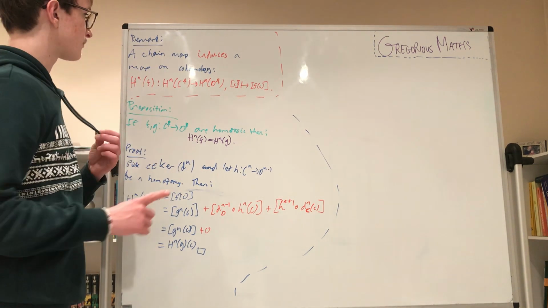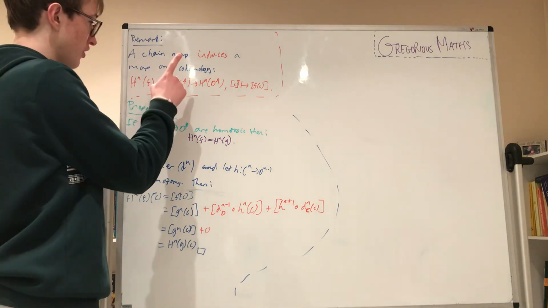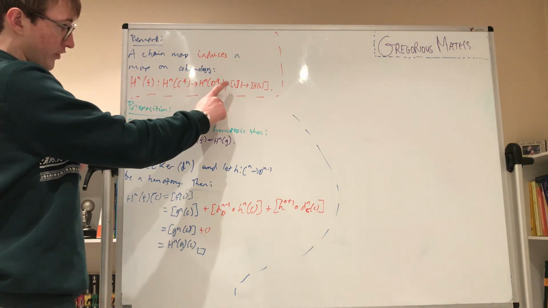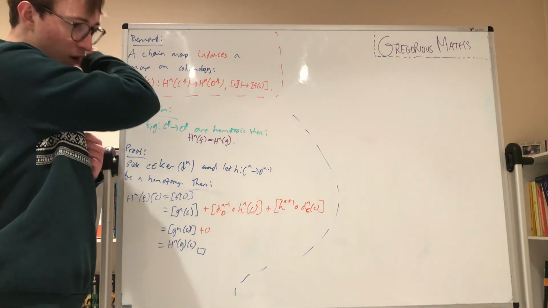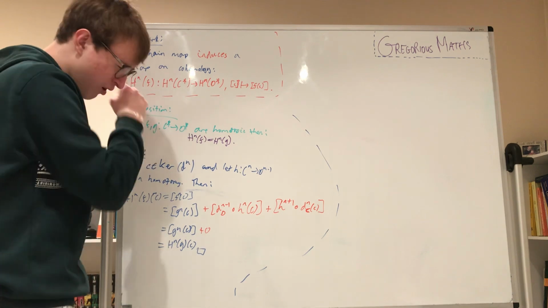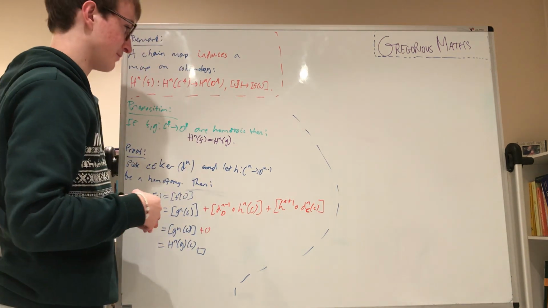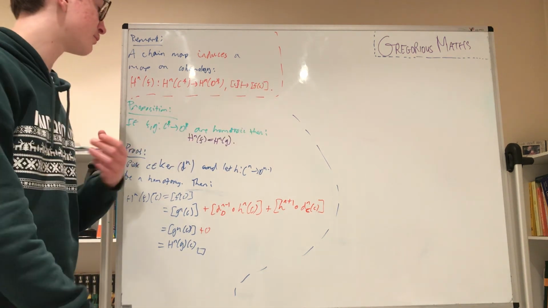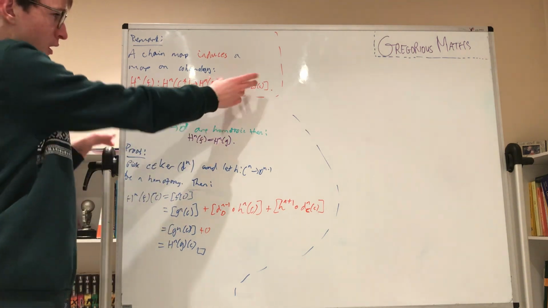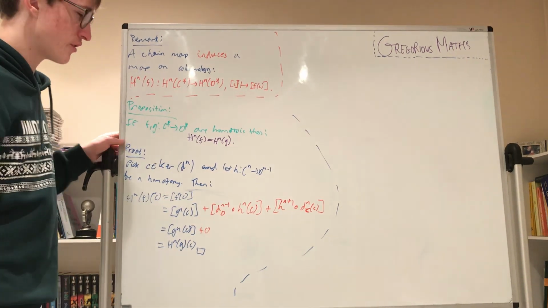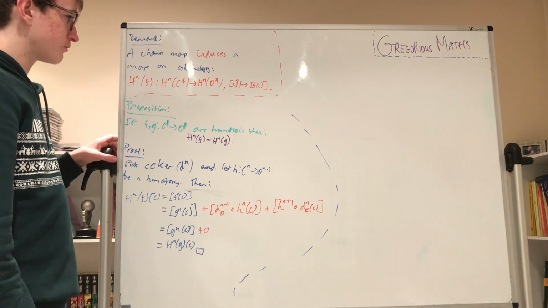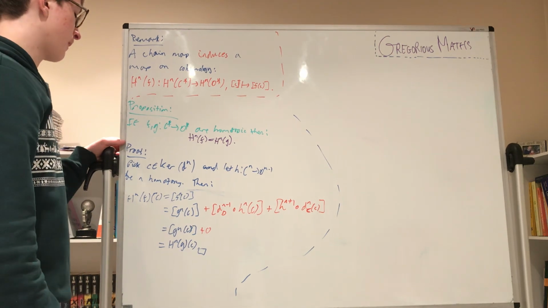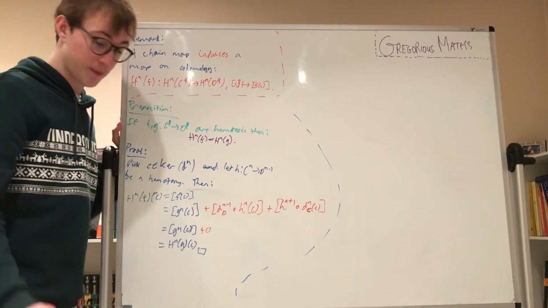A chain map induces a map on cohomology. So this is already interesting. All it does is it maps the equivalence class of C to the equivalence class of f of C. Because when I say equivalence class, remember that these are quotients. This is kernel mod image. So the equivalence class of C maps to the equivalence class of f of C. Now we're going to see why chain homotopy works out so beautifully.